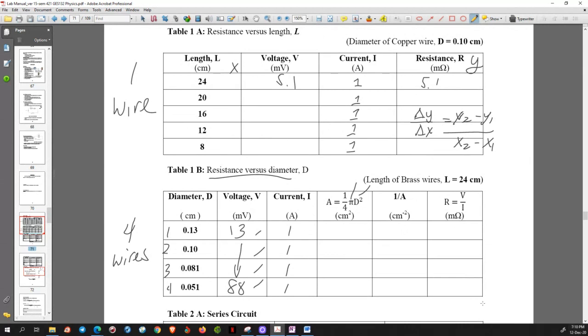Okay? Next, what about 1 over a? Use the inverse in your calculator. Find the button in your calculator, x raised to minus 1. That's the inverse. Or you can take 1 divided by a.